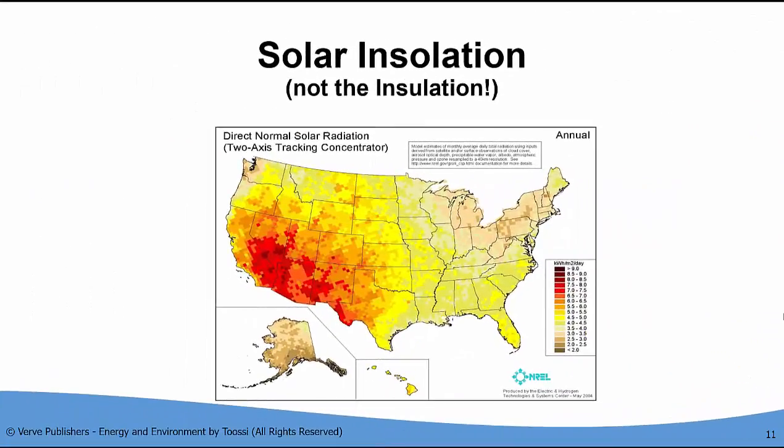This is a map of solar insolation for the United States. As the diagram shows, the best region for solar technology is California, Nevada, and Arizona, which you see in the reddish, darker color. As you move toward the east and north, the annual radiation intensity drops.